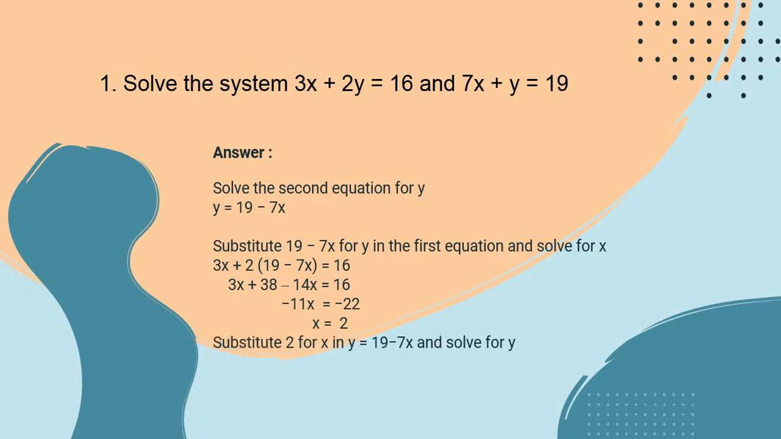The third, substitute 2 for x in y equals 19 minus 7x and solve for y. Y equals 19 minus 7 times 2. Y equals 5. So the solution is 2 and 5. X is 2 and y is 5.